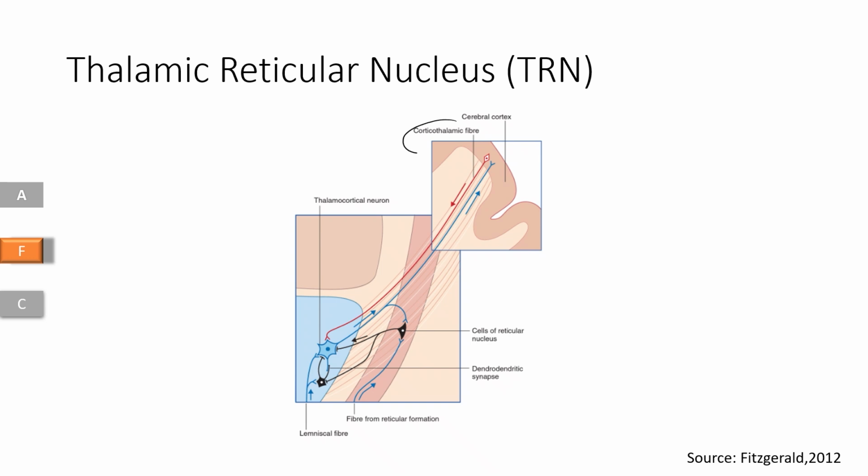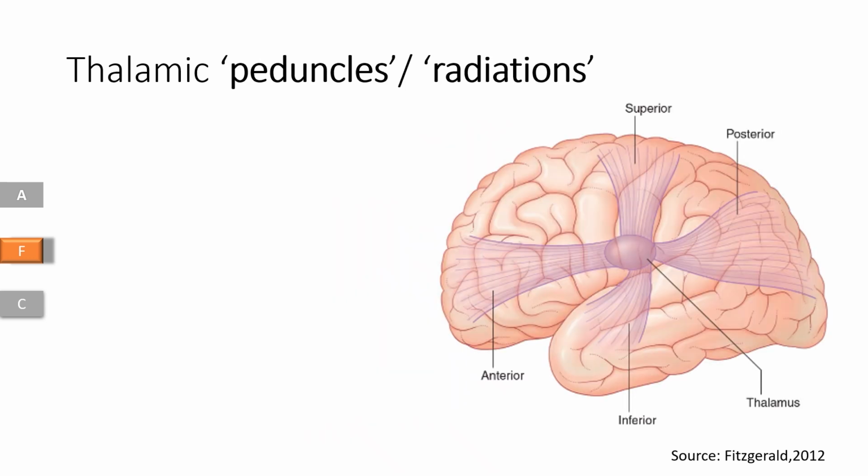As you can see, this is a corticothalamic fiber, which is more numerous than the thalamocortical projection. Till now, we learned about the different connections of the nuclei to different regions of the cortex.